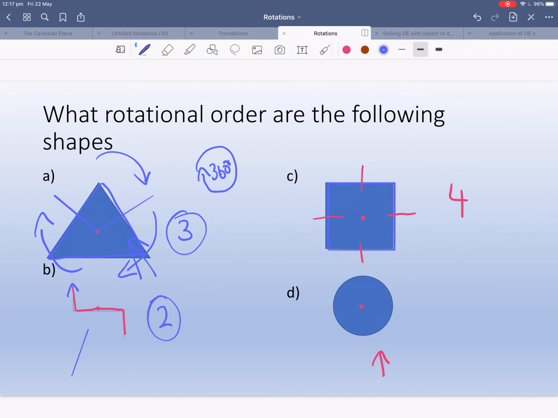Well, the circle is actually infinite, because it doesn't matter where you slice it. If you turn it around, it's going to look exactly the same. So it's actually infinite, and this is what we use for infinity.